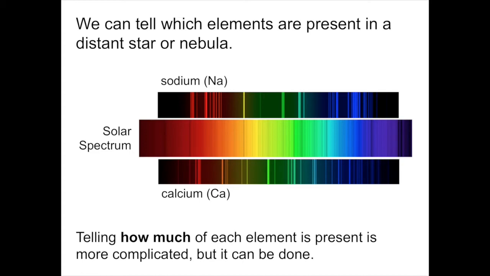However, telling how much of each element in what proportions is present is a lot more complicated problem, but it can be done. It's a problem that's well beyond the scope of this course, but understand that if you see the presence of an element in the spectrum of the sun or a star or a galaxy, then in principle, with a little bit of work in quantum mechanics, you can work out what proportions of each element are inside the star or galaxy that you're looking at.